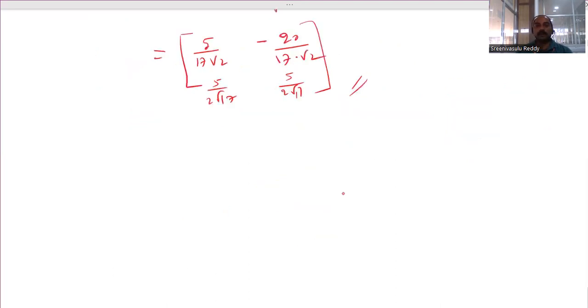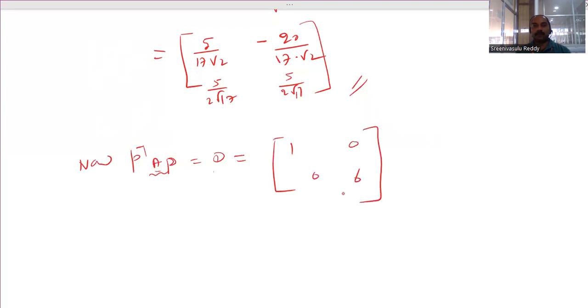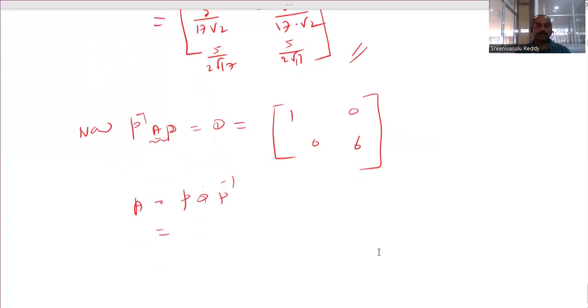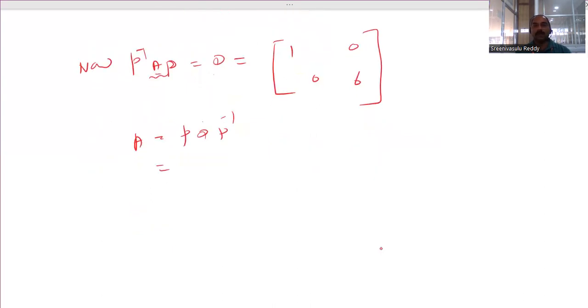Now, for diagonalization, P inverse A P equals D. For canonical form, you don't keep A on the left side; you move P inverse and P to the right-hand side. D is the diagonal matrix with the diagonal eigenvalues 1, 6. That implies A equals P D P inverse. Now apply this. This is called the canonical form of the given matrix.